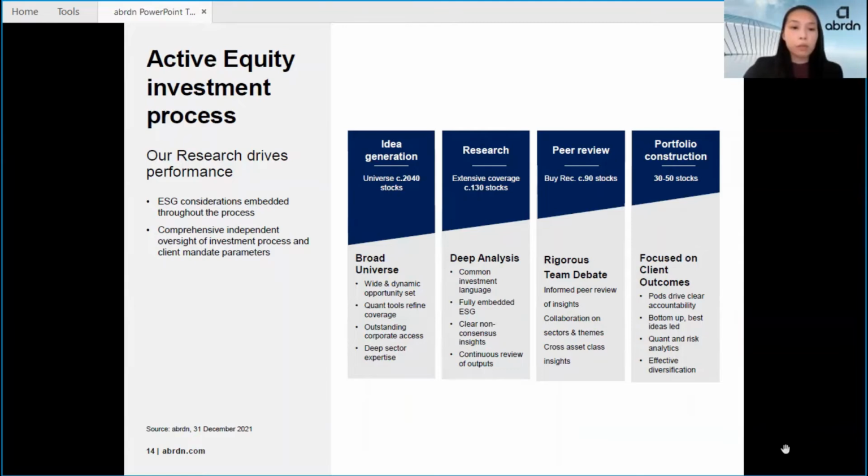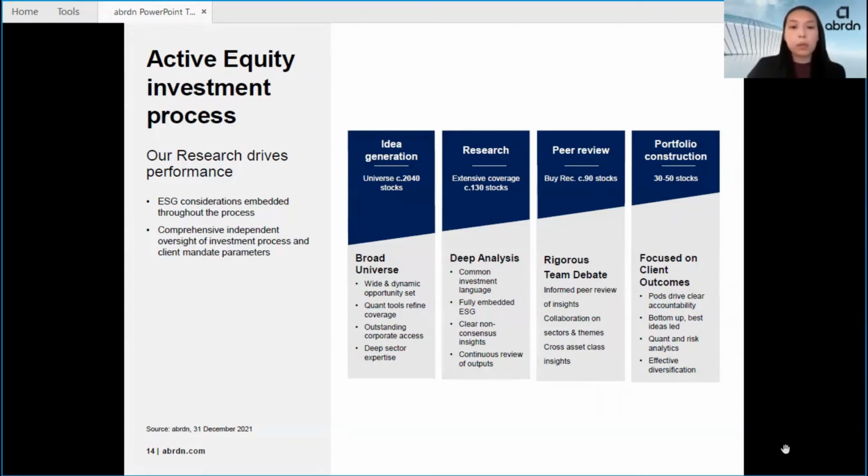So from a few thousand stocks, the next step is research, which would be a stage of more extensive coverage. Apart from a simple screening, this is really the stage of deep analysis done by the analyst. The analyst is responsible for doing thorough research into the company, visiting the management, and coming up with a research note that will cover things like the moat of the company or the competitive advantage, industry characteristics, etc. And their job is to come up with clear non-consensus insights.